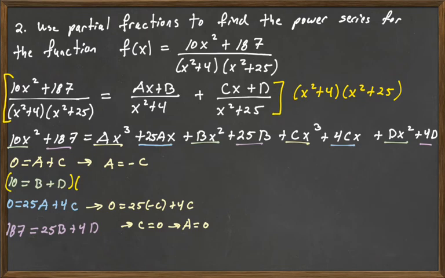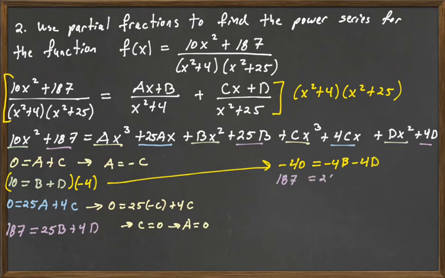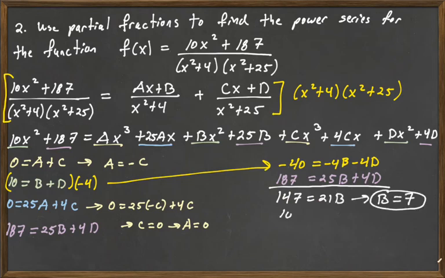And we're going to solve by elimination method with the 187 equals 25b plus 4d. The easiest thing to do is to eliminate the d. So we're going to multiply the first equation by negative 4. So it's going to give us negative 40 is equal to negative 4b minus 4d. And then the second equation, 187, is equal to 25b plus 4d. So 147 is equal to 21b. Dividing by 21, b is equal to 7.